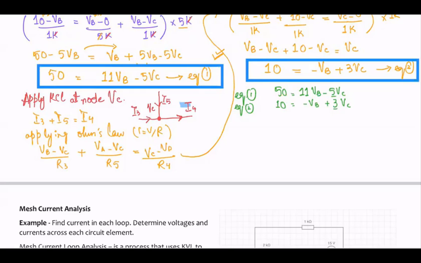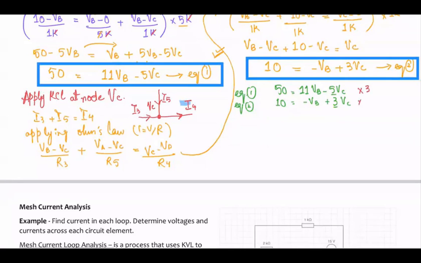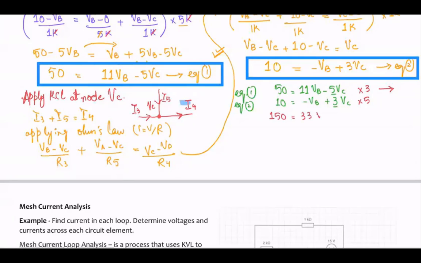I'm going to make one coefficient the same, and I'm going to target the coefficient for VC. So if I multiply equation one by 3 and equation two by 5, then I would have the coefficient for VC equal to 15, correct? So this equation will be 50 times 3 is 150 equals 33 VB minus 15 VC, correct? And this equation will become 5 times 10 is 50 equals minus 5 VB, and then 5 times 3 is 15, plus 15 VC, correct?